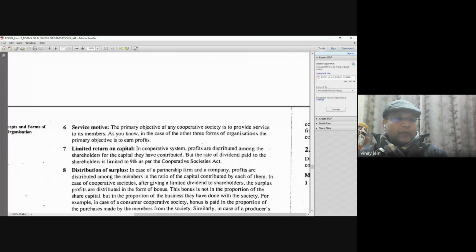Then the seventh point is about the limited return on capital. Why is it so? Guys, in the cooperative system, profits are distributed among the shareholders for the capital they have contributed. But the rate of dividend paid to the shareholder is limited to 9% as per the Cooperative Society Act.